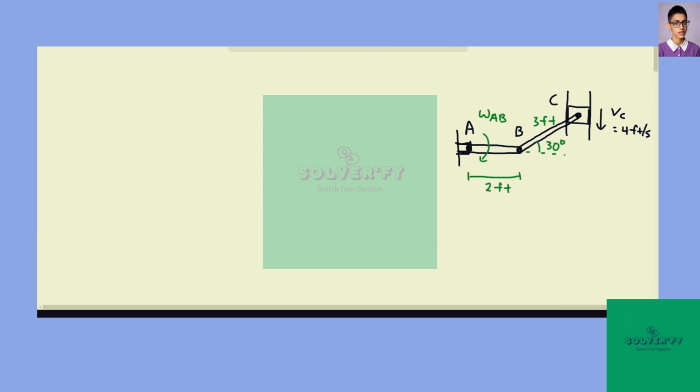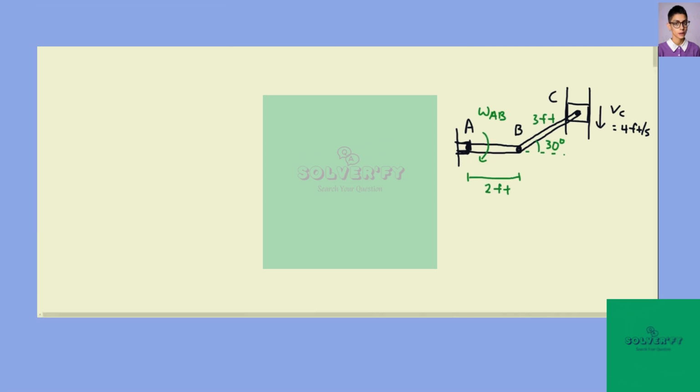In this question, we have this setup, and if block at C is moving downward at 4 feet per second, we want to determine the angular velocity of bar AB at the instant shown.